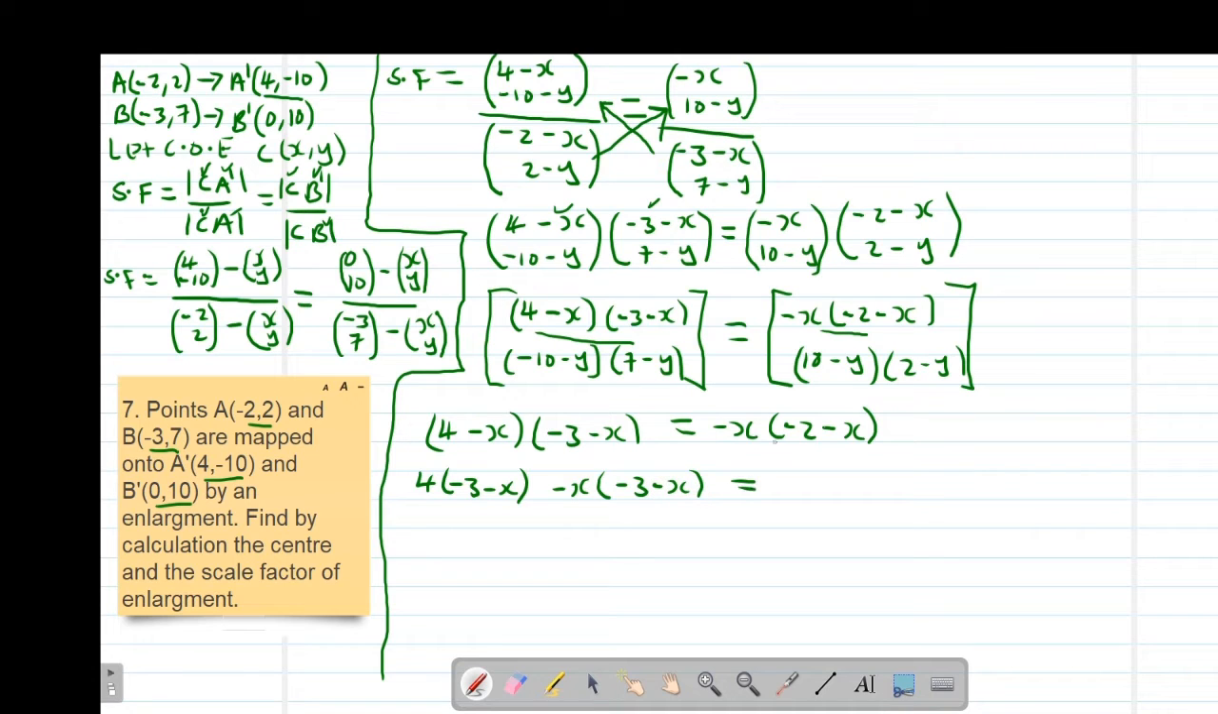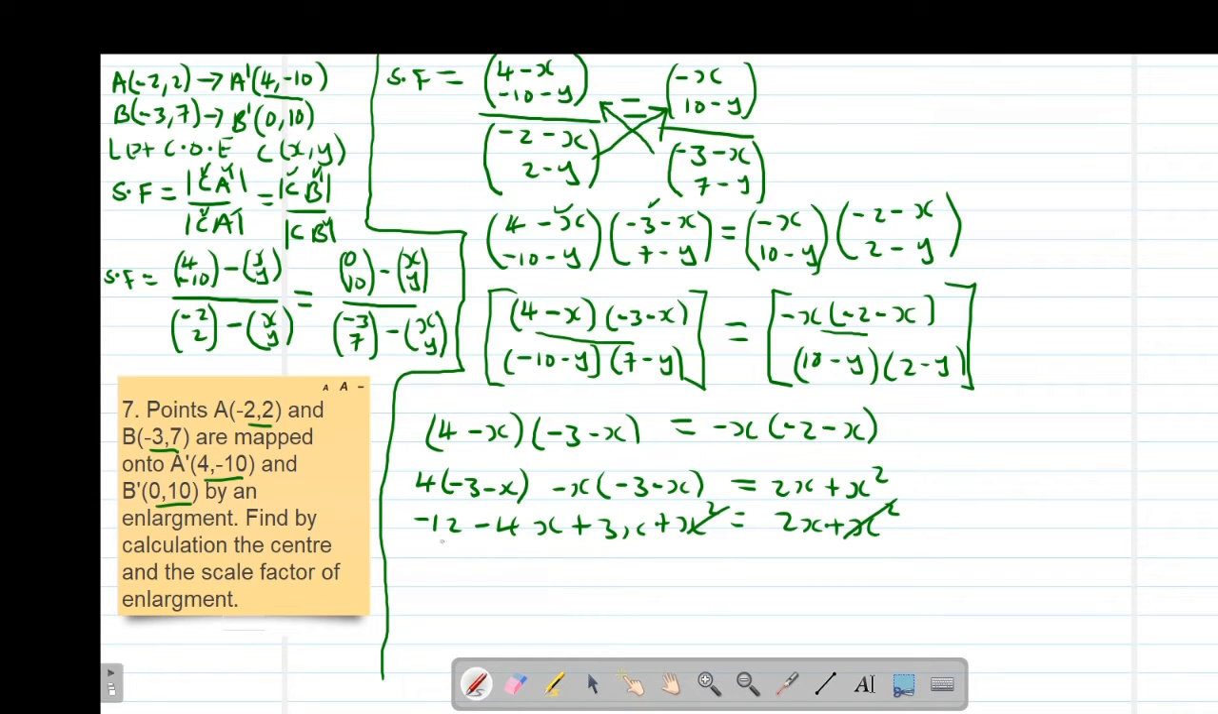So this should be equal to, I can open this bracket, so this will be negative negative will give me positive 2x, negative negative will be positive x squared. Then this will give me negative 12, then minus 4x, then plus 3x, minus minus will give me plus x squared, which should be equal to 2x plus x squared. Of course, x squared and x squared will cancel out, because when this one moves to the left hand side it will be negative. So x squared minus x squared will give you 0.